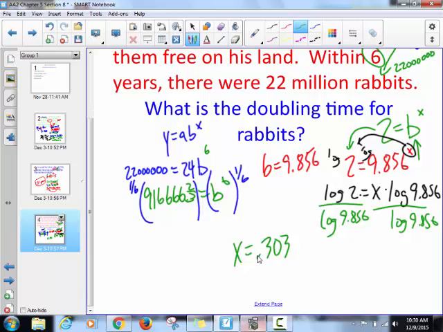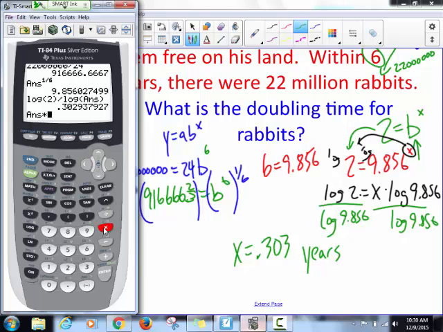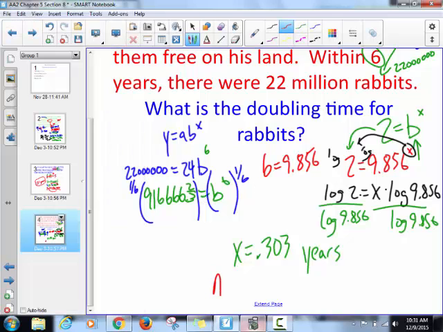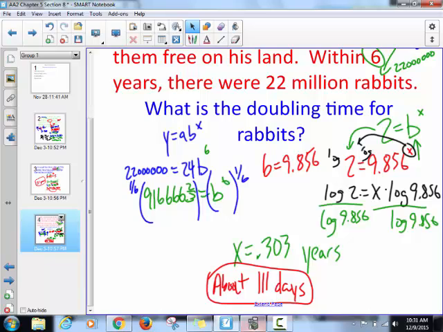0.303. So what does that mean? What does the x stand for in my equation? Well, that's years. Can I figure out how many days that is? What would I take 0.303 times? Yeah, 365 days. Because somebody's going to ask how long this will take, and saying about 0.3 years wouldn't make a lot of sense. It'd be better if I said about 110 or 111 days. That might be better. So I'd say about 111 days for the rabbits to double. There we go. All right.